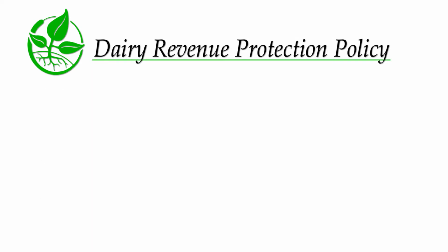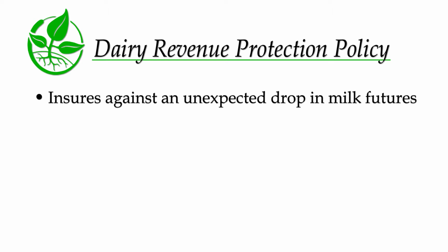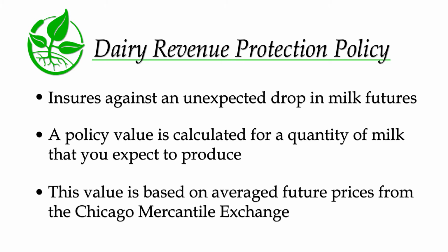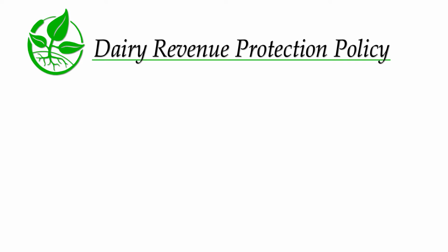For our first example, we're going to look at dairy revenue protection. The dairy revenue protection policy insures against an unexpected drop in milk futures. Basically, a policy value is calculated for a quantity of milk that you expect to produce during an upcoming quarter-year interval. This value is based on averaged future prices from the Chicago Mercantile Exchange. So now you have a policy value based on the futures prices for an upcoming quarter.